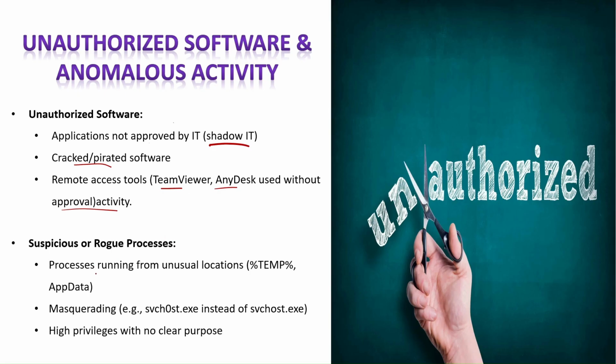Suspicious or rogue processes include processes running from unusual locations such as temp or AppData, masquerading such as svchost.exe being replaced by a lookalike, for example using 0 instead of O. So, this is the legitimate process and this is a masqueraded process, and processes with high privileges and no clear purpose.